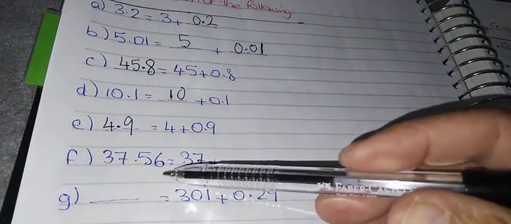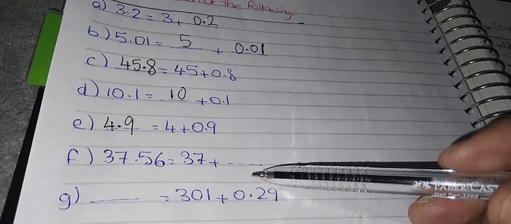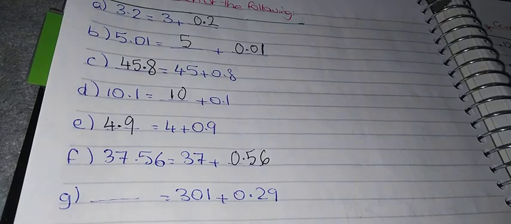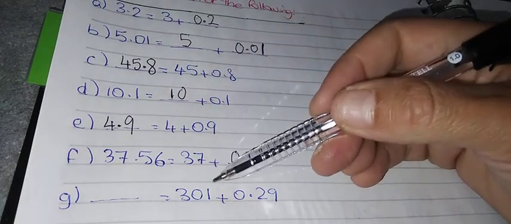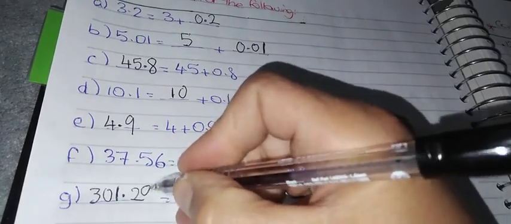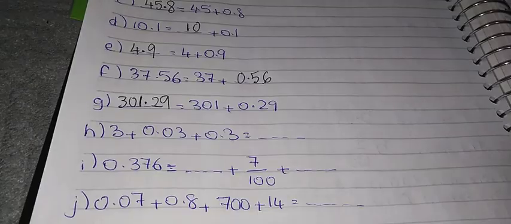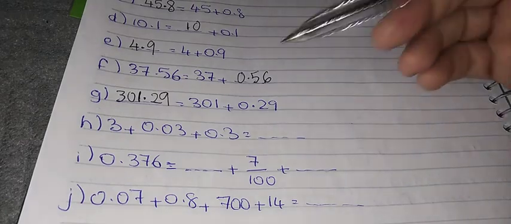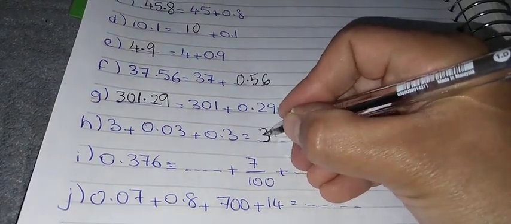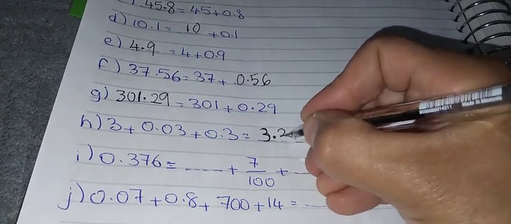37.56 equals 37 plus what? Yes, 0.56. What is equal to 301 plus 0.29? Yes, 301.29. 3 plus 0.03 plus 0.3. So it is equal to 3.33.